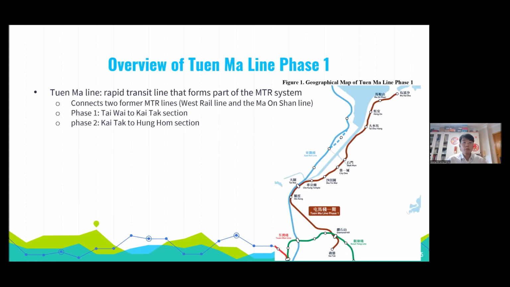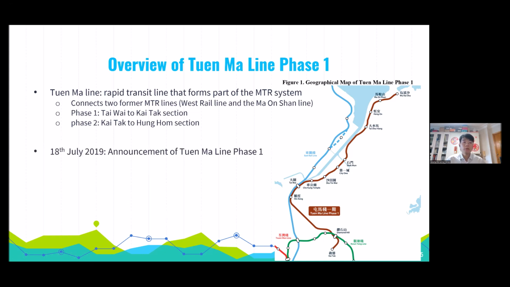Since I will be using Tuen Ma Line Phase 1 as my observation, allow me to provide a brief overview before I move on to the empirical analysis. The Tuen Ma Line is a rapid transit line that forms part of the MTR system, and it connected two former MTR lines, which are the West Rail Line and the Ma On Shan Line. Phase 1 will extend from Tai Wai to the Kai Tak section, and Phase 2 will extend from Kai Tak to Hung Hom section.